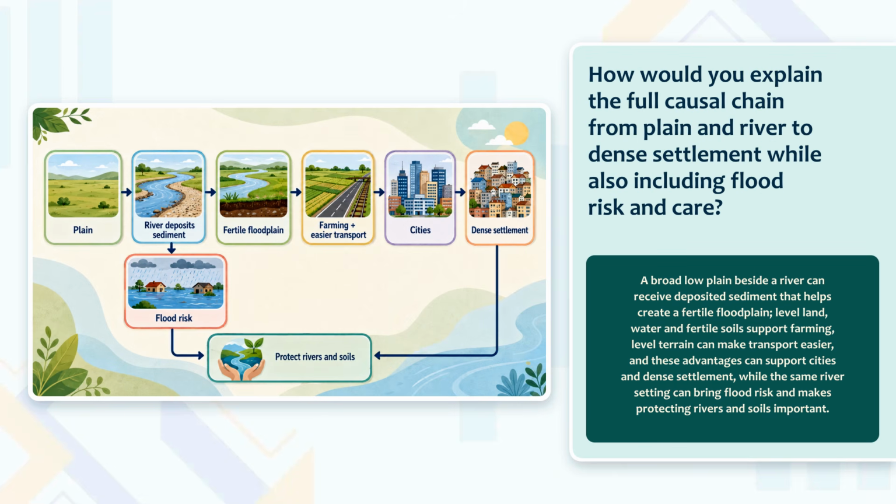A broad, low plain beside a river can receive deposited sediment that helps create a fertile floodplain. Level land, water, and fertile soils support farming. Level terrain can make transport easier, and these advantages can support cities and dense settlement, while the same river setting can bring flood risk and makes protecting rivers and soils important. The chain includes both opportunity and responsibility. You are ready to explain plains, rivers, settlement, and flood risk using one connected chain of evidence.